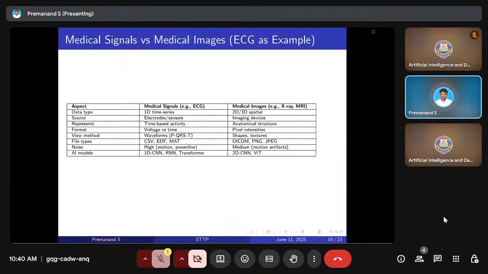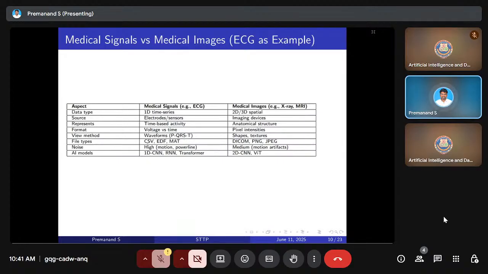The next thing is the type of file it gets stored in, like CSV or Excel format, or mostly MAT format. Because hospitals have simulation tools based on MATLAB, the downloadable data format will be .MAT only. And with respect to images, we have PNG, JPEG or any higher resolution image.